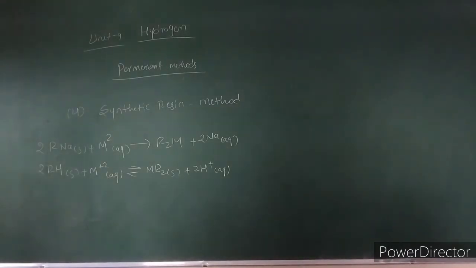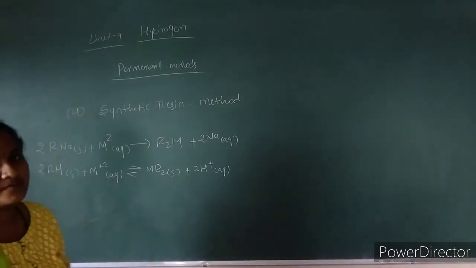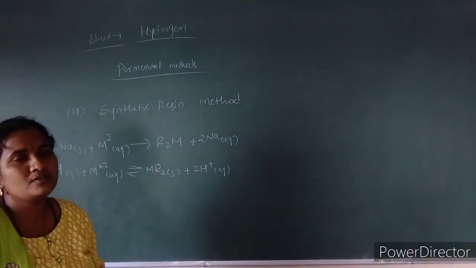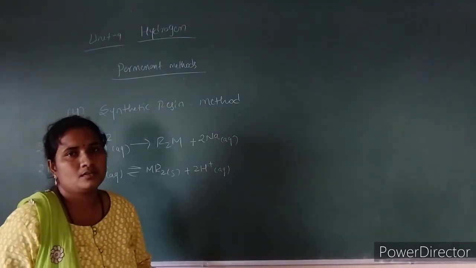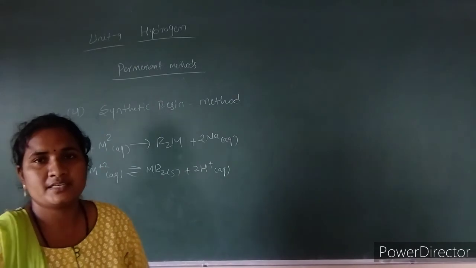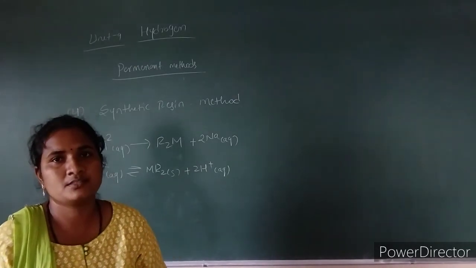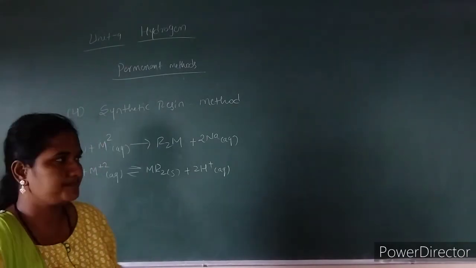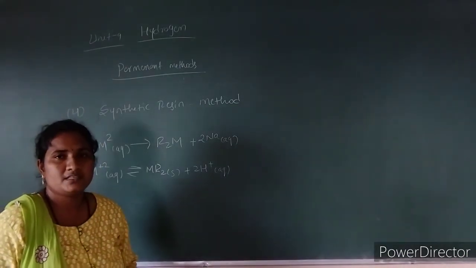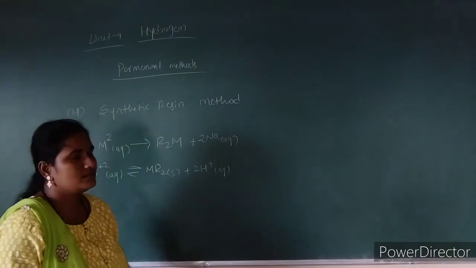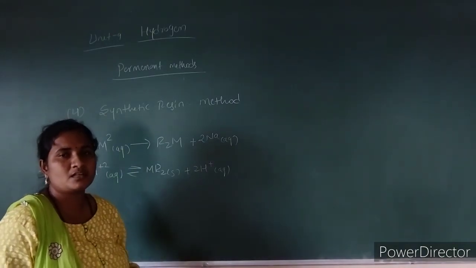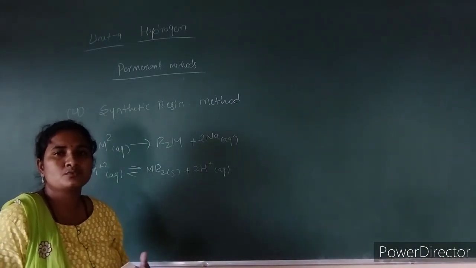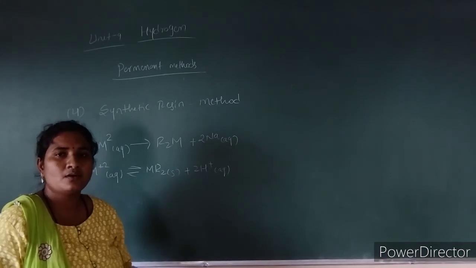So in this way we can use these four methods to remove the hardness of water. The first one is by treating with washing soda, the second one is the Calgon method, the third one is the ion exchange method, and the fourth one is the synthetic resin method. So these are the four permanent methods to remove the hardness of water.